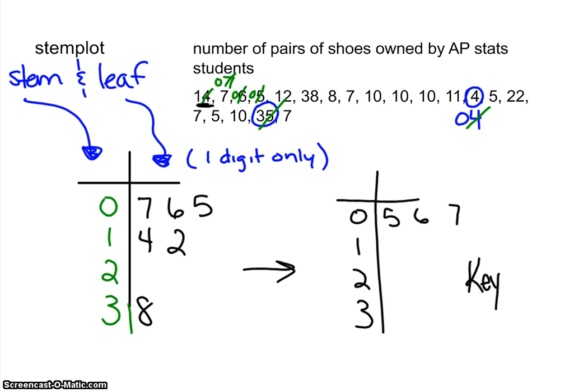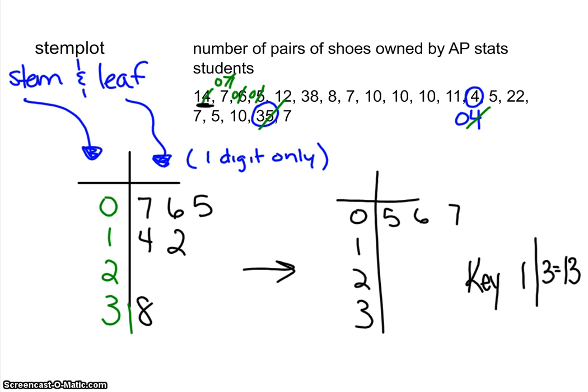These numbers mean nothing unless I know what they represent. So for instance, if I have a stem of 1 and a leaf of 3, I need to know what that means. In this example, it would be a 13. Okay, it could mean 1.3 million. It could mean 0.013. So the key is important. Sometimes you may have to round off some numbers.